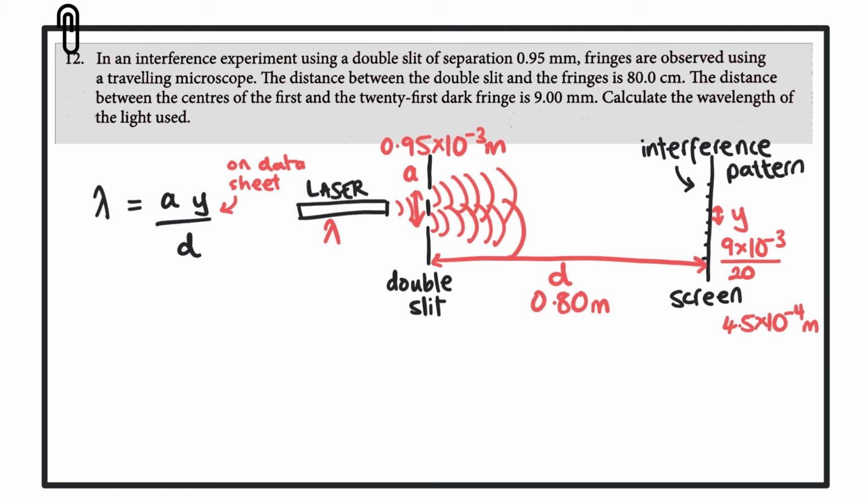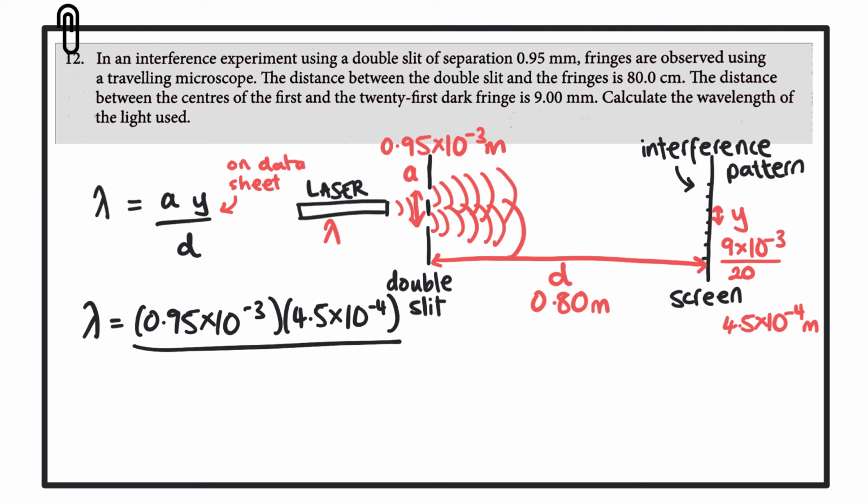So if we look back to our original equation, to determine the wavelength, we'll see that we actually have all the values that we need. We have A, Y and D. So now it's just a matter of popping those values into the equation. So we have A, which is the slit separation, which was 0.95 by 10 to the minus 3, multiplied by Y, which is the fringe separation, which we had to calculate there as 4.5 by 10 to the minus 4, all divided by D, which is the distance between the double slit and the screen, which is 0.8.